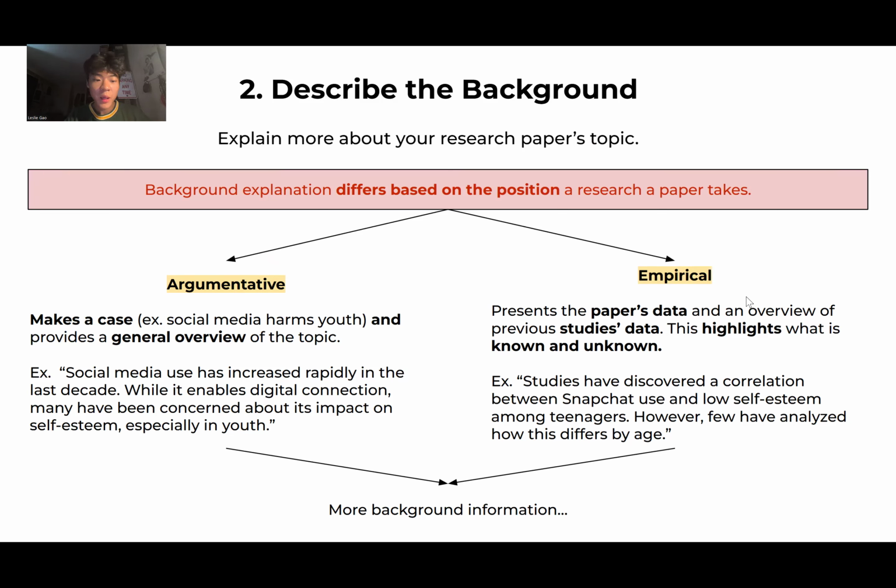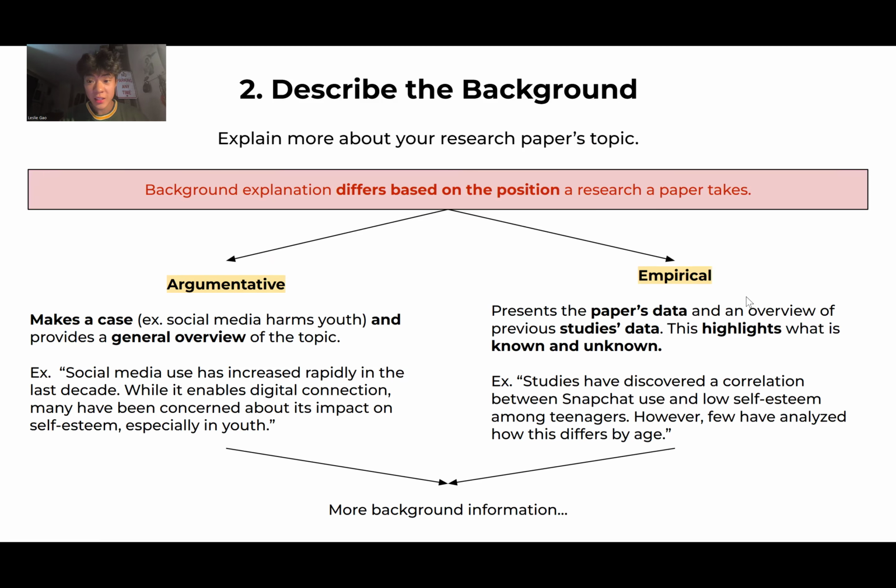An argumentative paper, which you can see on the left, makes a particular case and gives the reader a general overview of the topic. For example, social media use has increased rapidly. It provides opportunities for connection, but there are concerns about its relationship with self-esteem among young people. An empirical paper, on the other hand, focuses more heavily on existing evidence.